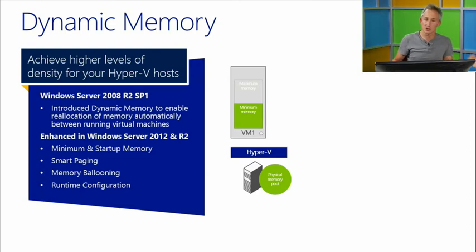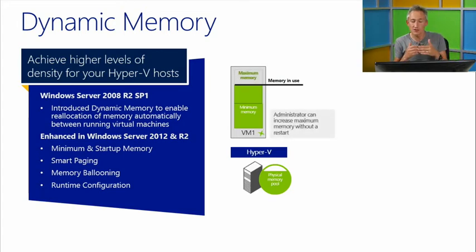This was introduced in 2012 and is subsequently in R2 as well, where we allow a minimum memory to be set and a startup memory. So firstly, the administrator can increase the maximum memory without a restart. So while the VM is running, if the VM had been set with a maximum of 4 gig, we could increase that. So we've got flexibility to change that maximum and minimum configurations.